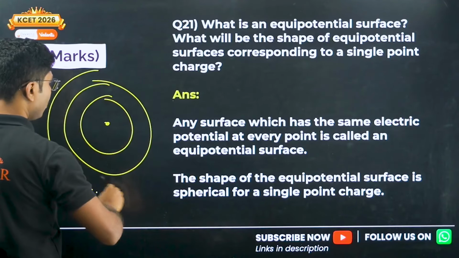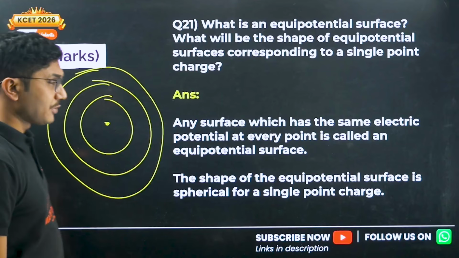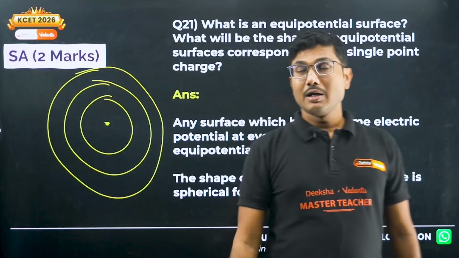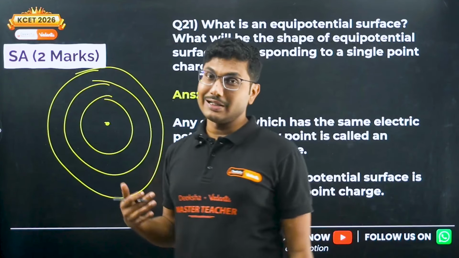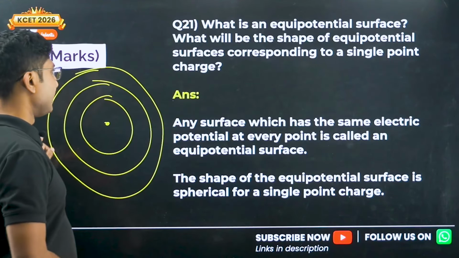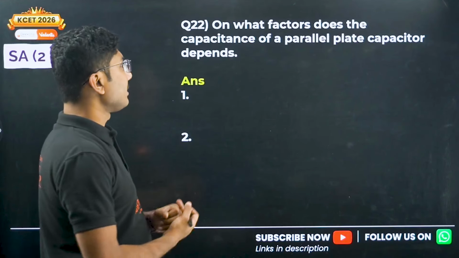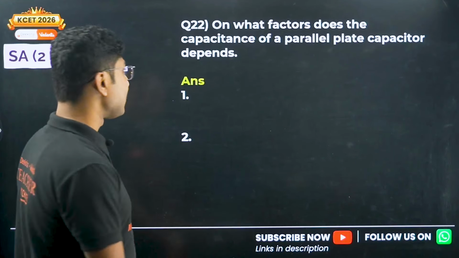Okay, this is the 2-dimensional representation of a 3-dimensional thing. A spherical equipotential surface becomes a circle in 2 dimensions. That's how you can represent it. Next, on what factors does the capacitance of a parallel plate capacitor depend?